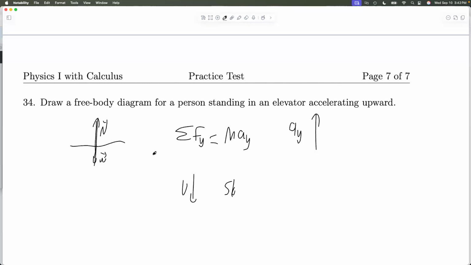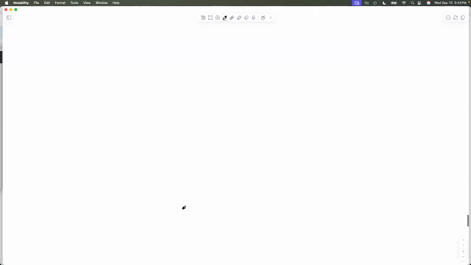Or we might be moving up and speeding up. If you're speeding up, acceleration and velocity point in the same direction. We'd still get acceleration up. That was our given, that acceleration was up. And I believe that is it.